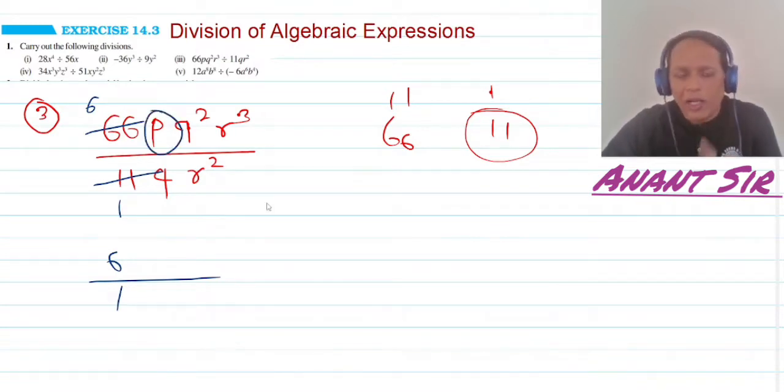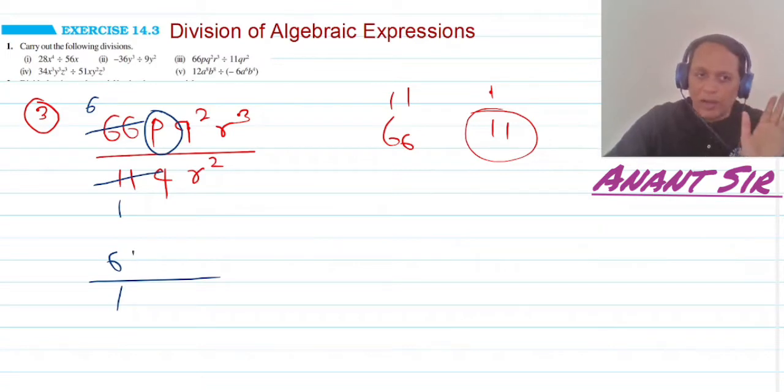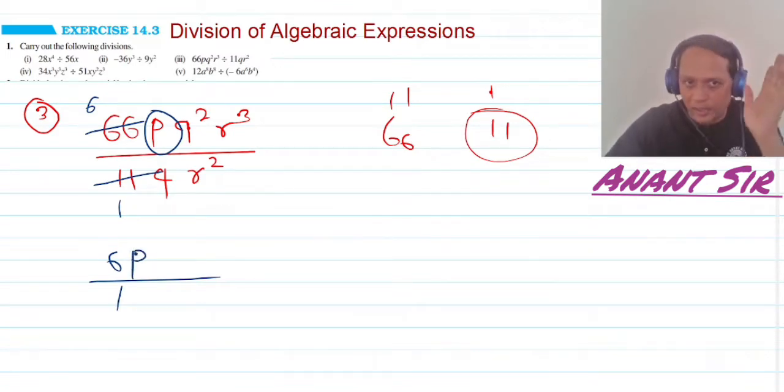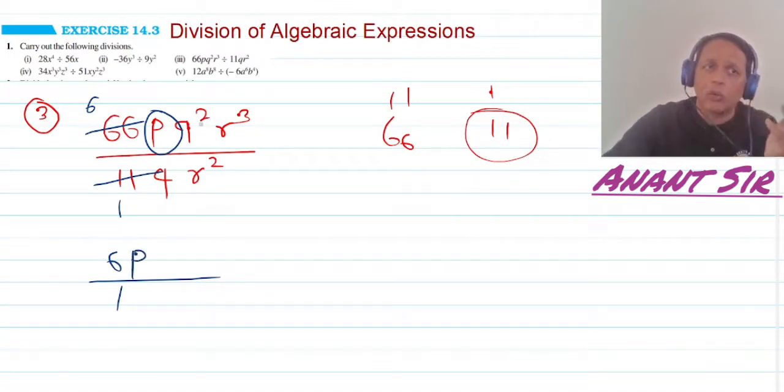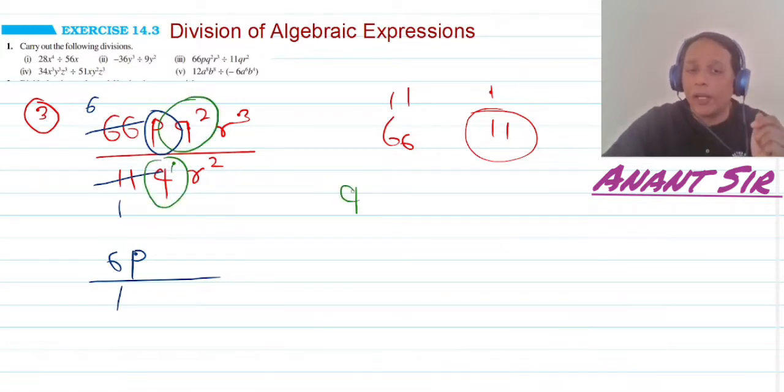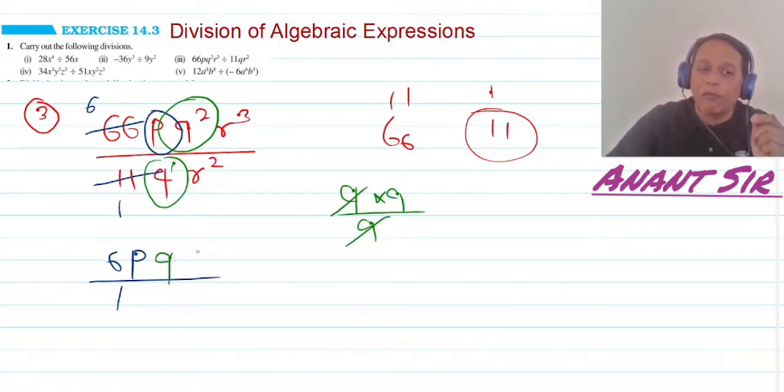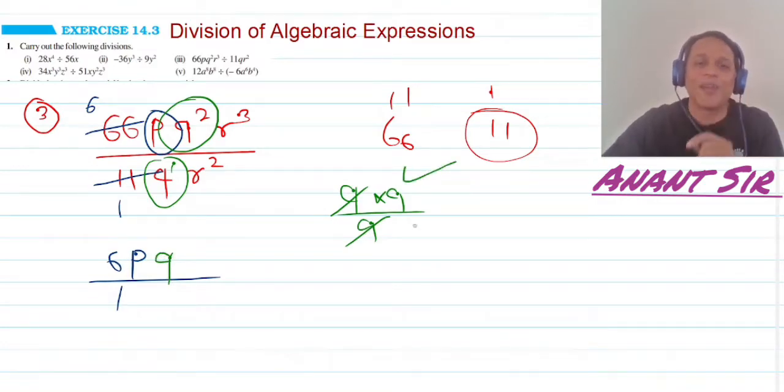p is only in the numerator. There is no p in the denominator. So we cannot simplify p. So p will remain as it is in the numerator. Now what about q? There are two q's in the numerator and one in the denominator. So one q will get cancelled and one q remains in the numerator.